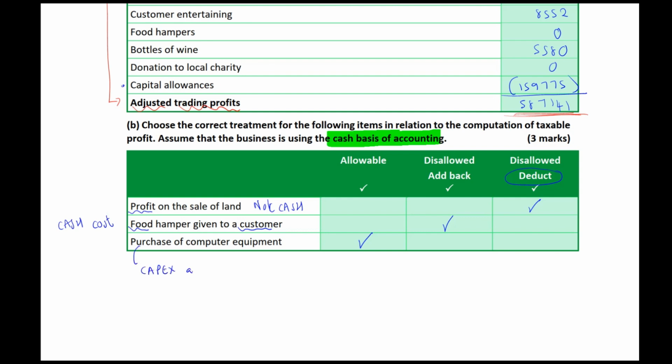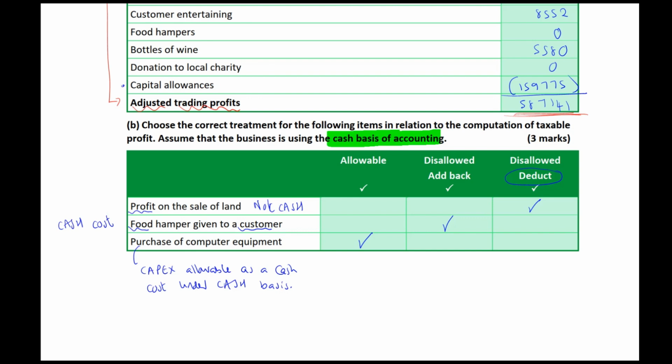So CapEx is allowable as a cash cost under the cash basis. So once you've actually paid for it, you can include it as a cost, ignore the capital allowances for the cash basis, and just include the cost of your assets. Just deduct them as normal.